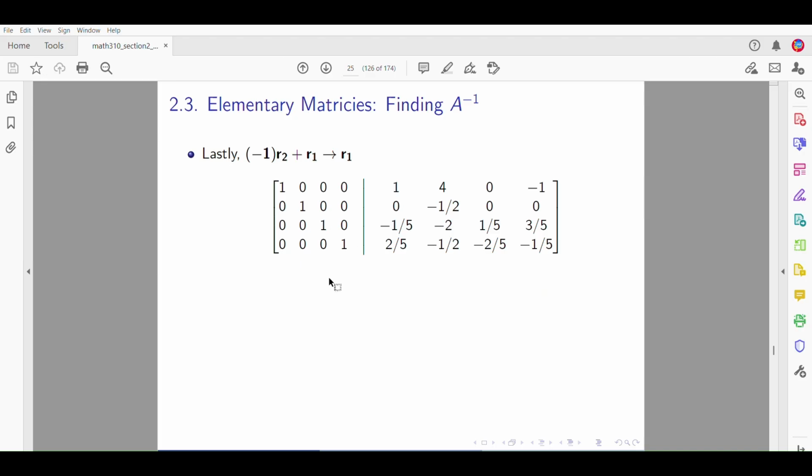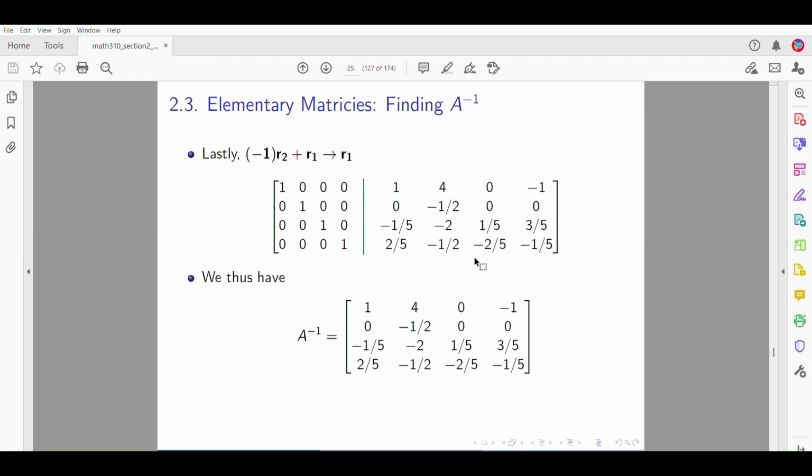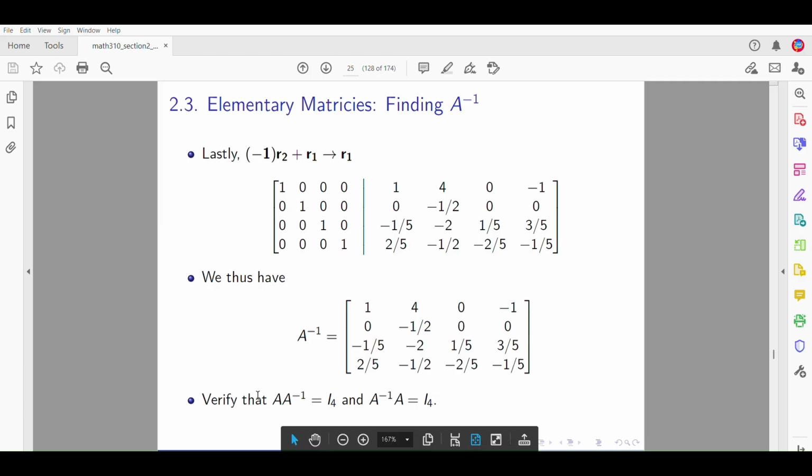So A is invertible. Its inverse is this. That's how you find the inverse. A inverse is what happens to your identity matrix when you apply the same row operations on A to get it to identity. Notice, by now you know, reduced row echelon form need not always be identity. By the way, you may verify that this times A is identity in both directions.